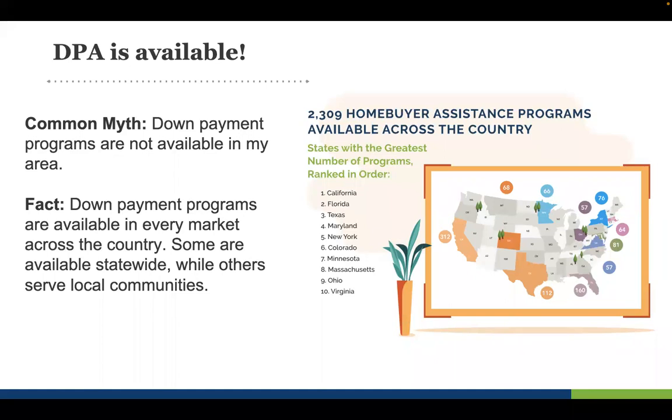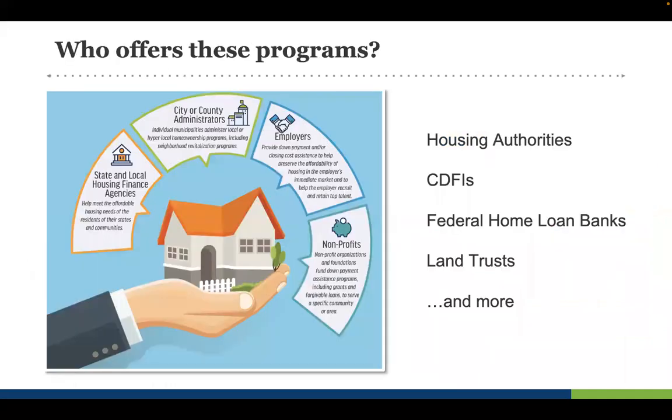And of course, we hear, my market is too high cost, my market is too rural, so there can't be any programs here. Not true, and we're going to dispel that myth as we go. These programs are market adjusted in terms of income limits and purchase price limits. The state agencies cover all the rural markets as well. So while there may be fewer programs in a rural market, there are still plenty available. So programs are everywhere in every market across the US.